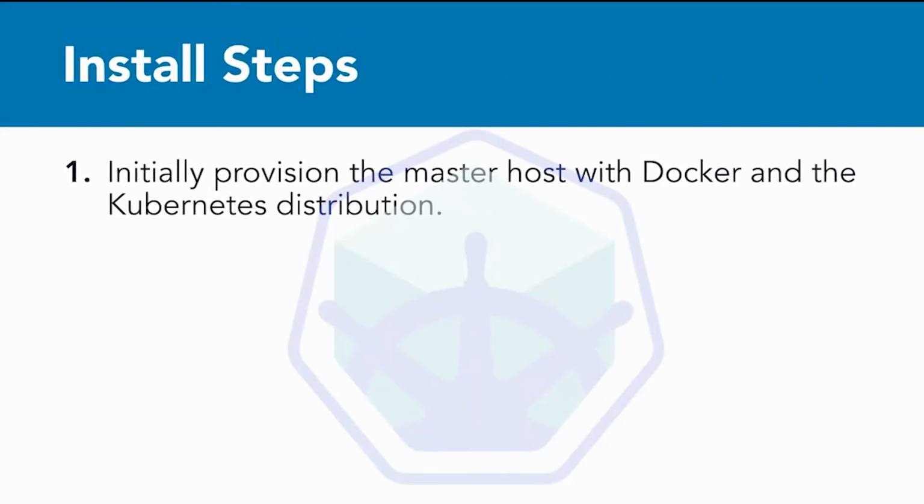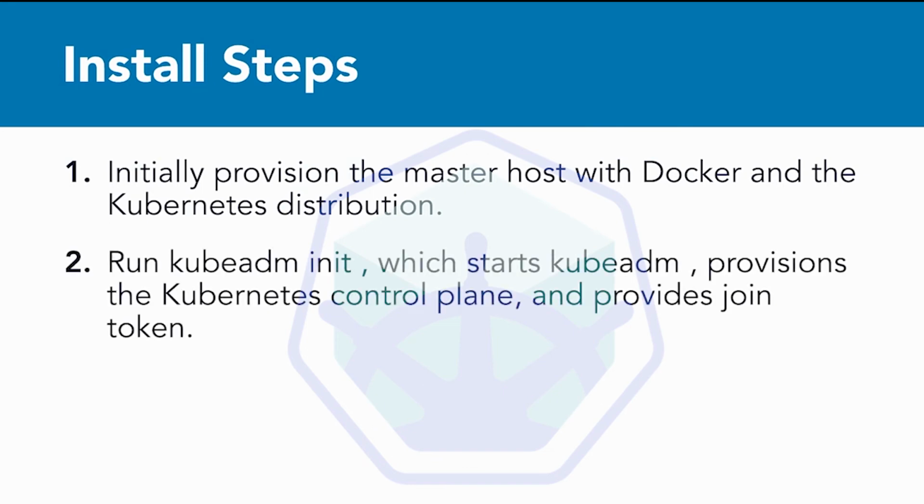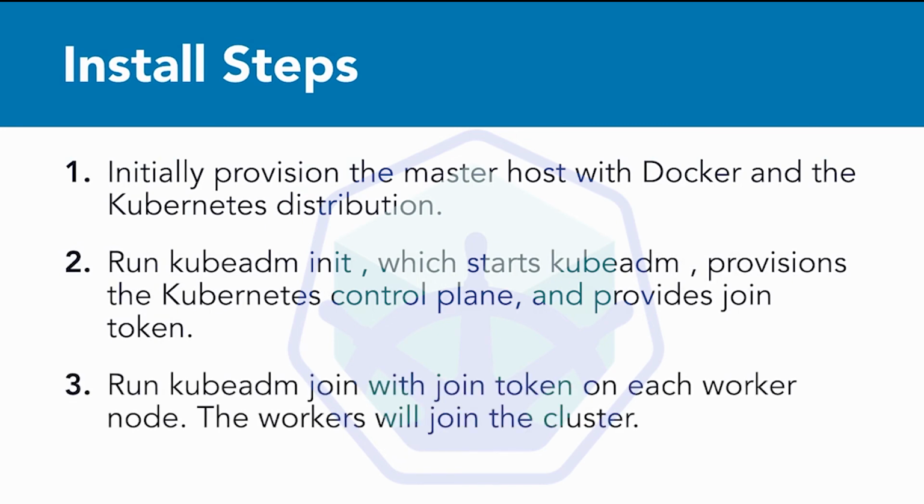Essentially, you're required to initially provision the master host with Docker and the Kubernetes distribution you're looking for. Once this is done, you can run kubeadm init, which starts up kubeadm and provisions the control plane. Once completed, kubeadm will provide you with a token called a join token. On each of your worker nodes, you can simply run the kubeadm join command with your join token, and the workers will join your cluster.